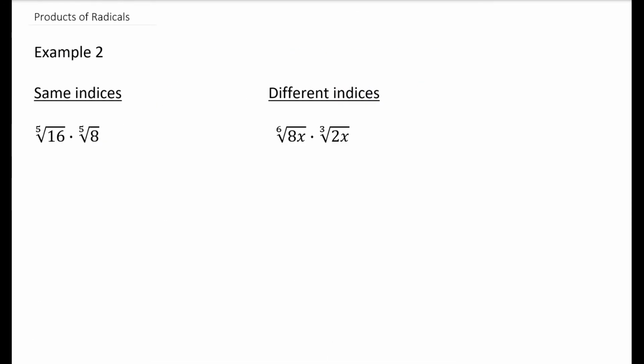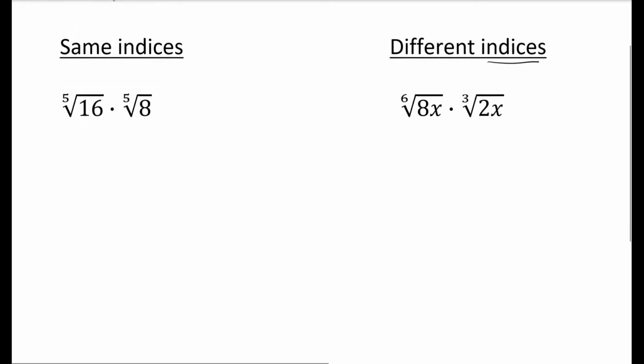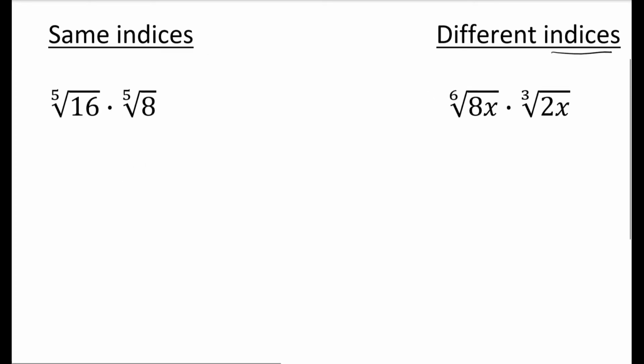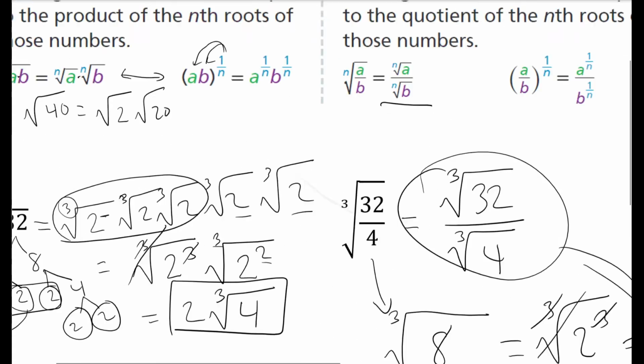Okay, so let's look at example 2 here. We're going to actually be talking about products of radicals. So now we're going to be multiplying radicals together with the same index as well as with different indexes, or plural for index, indices. So we're going to look at the indices first to see if they're the same or different.